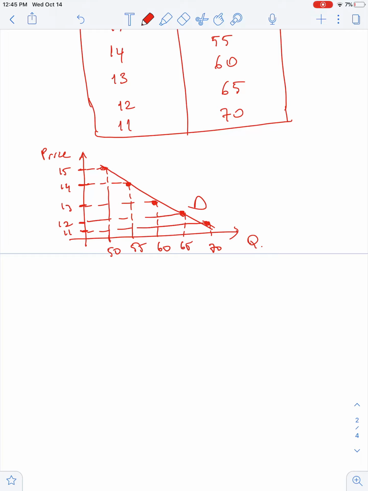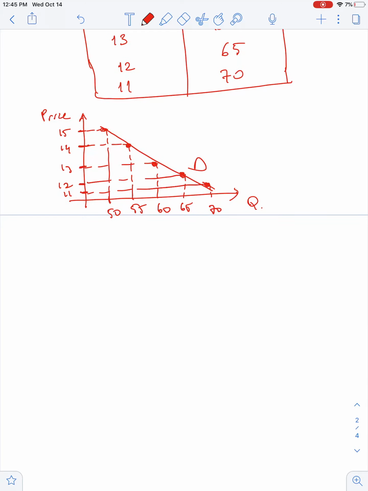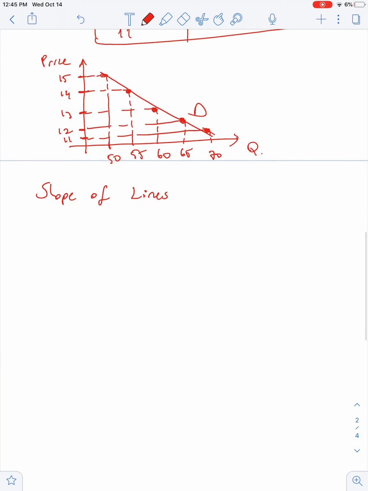From here, you can show the relationship between price and quantity, right? So it's a negative relationship. You can also find the slope of lines. The slope tells us how much the variable we are measuring on the y-axis changes as the variable we are measuring on the x-axis changes.